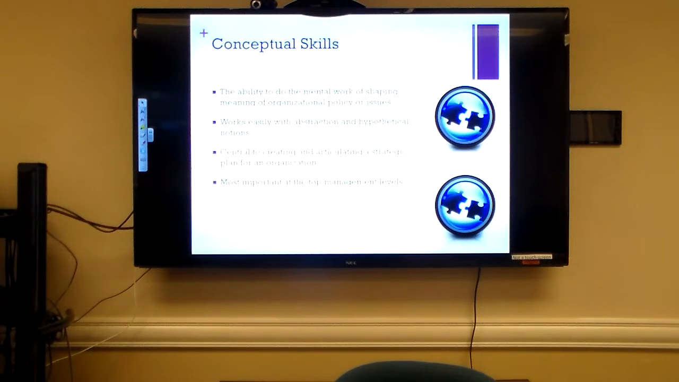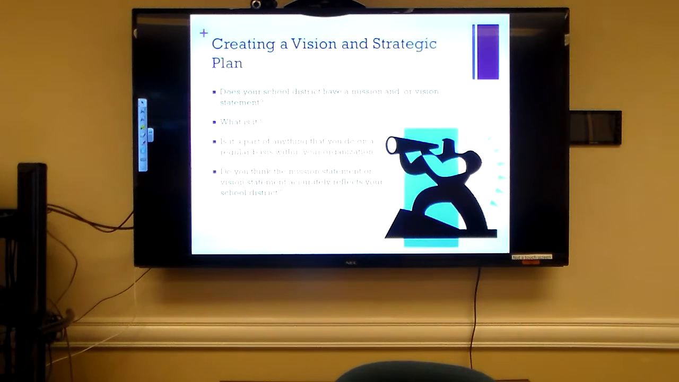The conceptual skills are things that are basically your big ideas and your overarching themes in your educational environment. So this is doing mental work, shaping policy, working with big ideas, creating a strategic plan. These are big and these are important at the top levels of management and organization. So I always ask the question if you know what your school district strategic plan is. Because knowing what a strategic plan is and being able to articulate it effectively is one of the biggest challenges. As part of this course and as part of your certification exam, you should really understand what a vision for a school is and what a strategic plan is.